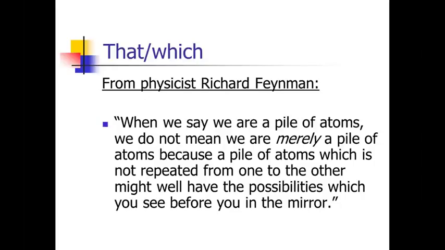But here's something he had written: "When we say we are a pile of atoms, we do not mean we are merely a pile of atoms, because a pile of atoms which is not repeated from one to the other might well have the possibilities which you see before the mirror." And notice there's two whiches in there. Notice they're not set off with commas. Those are actually essential pieces. So actually both of those should have been that's. Even the best of us get these things wrong occasionally, but pay attention, try to get them right when you can.